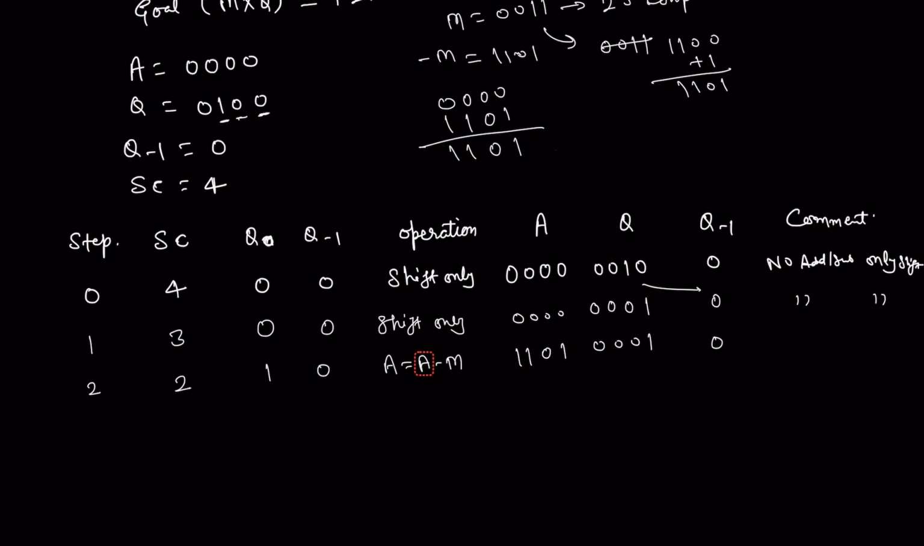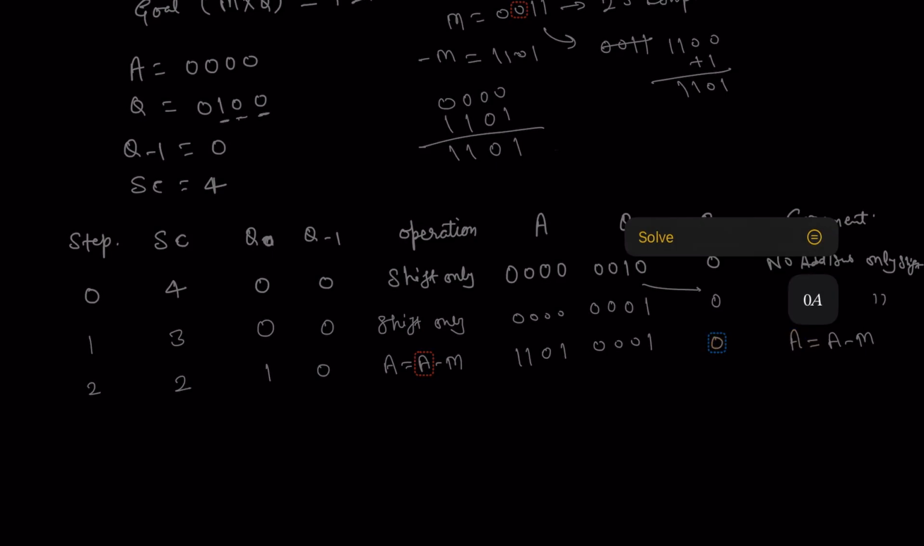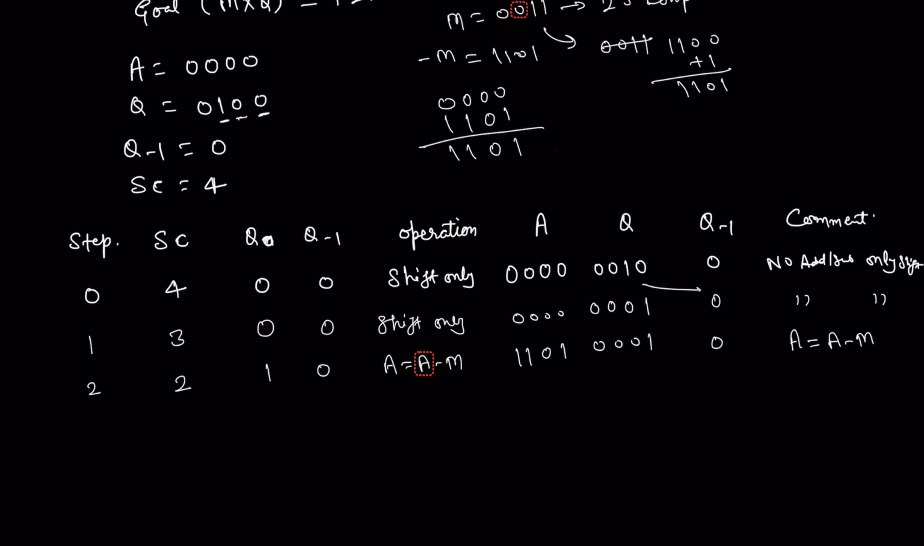So what we have done, we have subtracted from accumulator. Accumulator was 0000 and we have subtracted the multiplier 3. And then again we have to shift. So do the shifting. This one will come here, and this one will come here, and this one is repeated. This is arithmetic right shift.